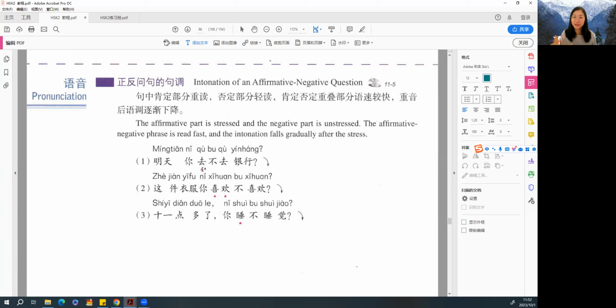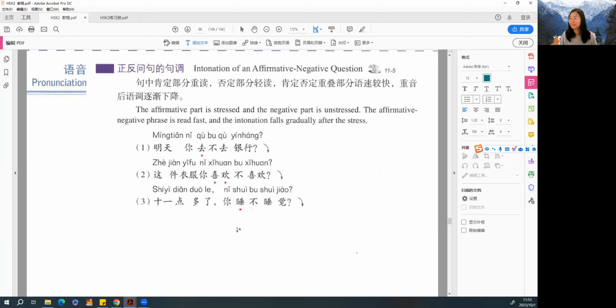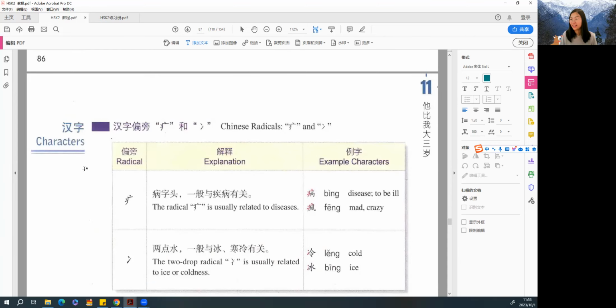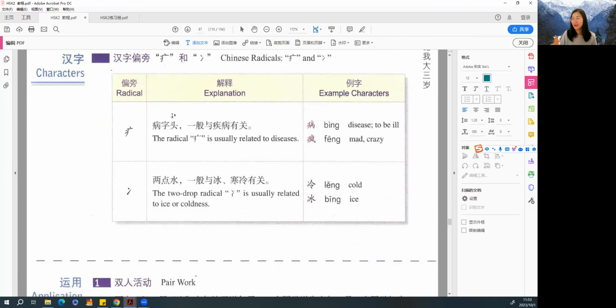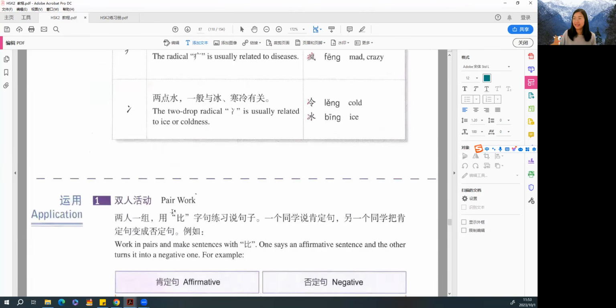You are going to do the action or not doing this action. So just repeat. You see, 去 or 不去，喜欢 or 不喜欢，睡 or 不睡。All right, characters, the radical 病字头 which is related to disease. So like 病 which is illness, 疯 which is crazy. And then 两点水，冷，冰 cold and ice here.